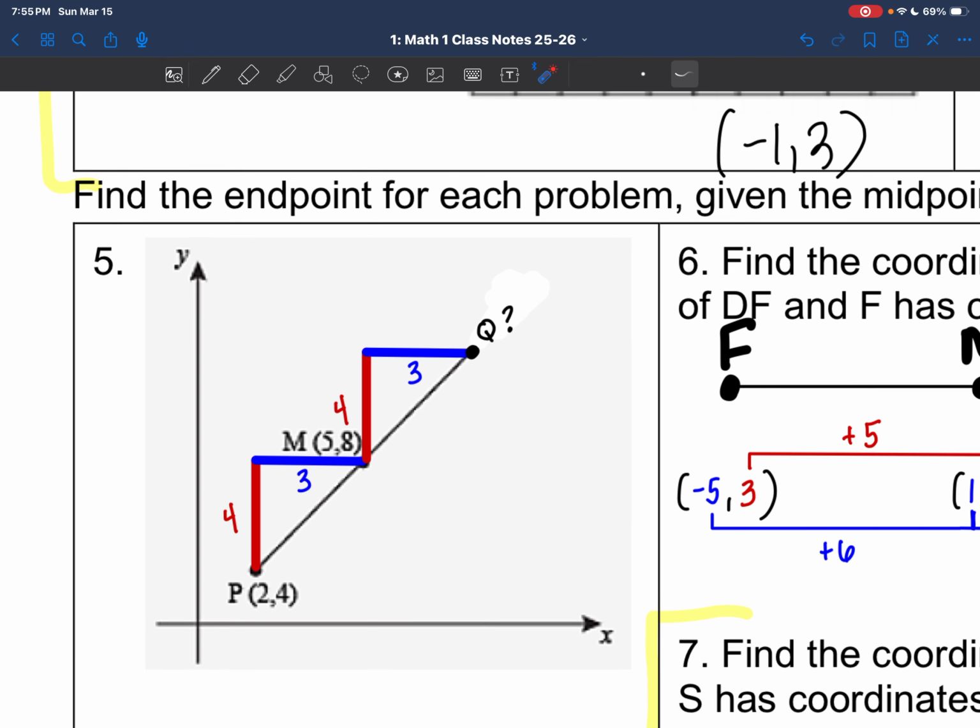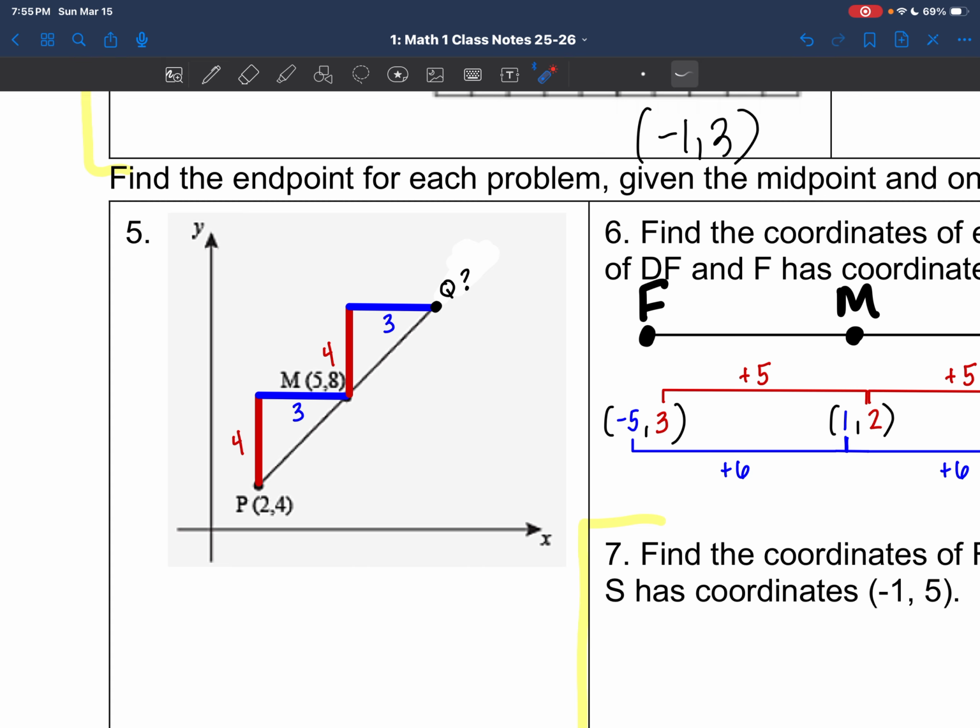All right, so now with this one you're kind of working backwards because it's giving you one endpoint and one midpoint, so we need to figure out what that other point is. So really, if it's the midpoint, however you move one direction, you have to move the same amount the other direction. So in this case, I went up 4, and I've got 3 here. So if this is our midpoint, I'm just going to do the same thing and go up 4 over 3.